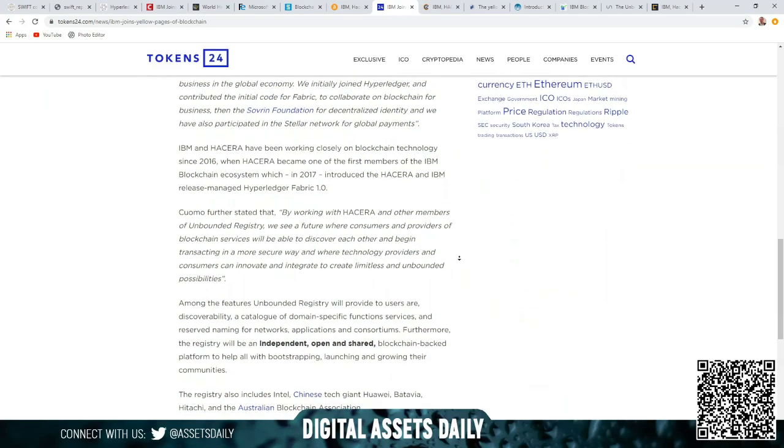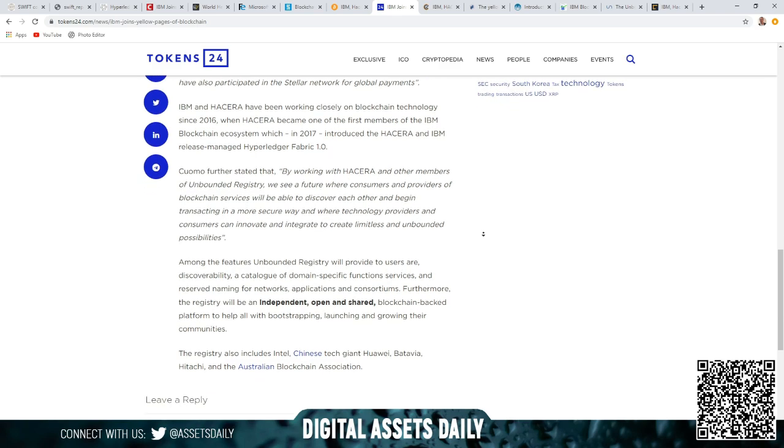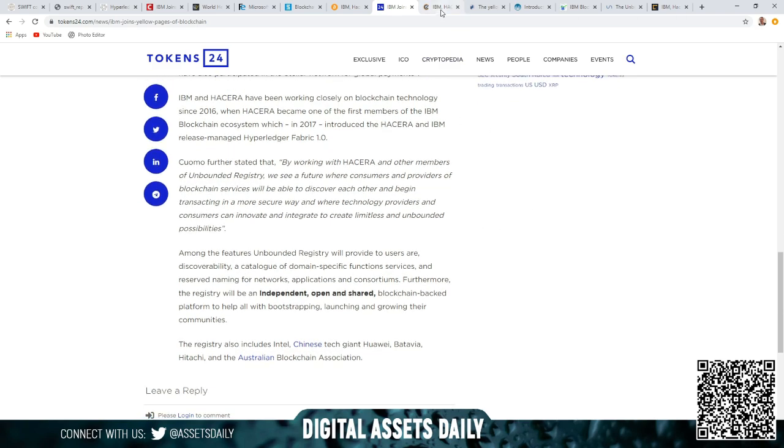And again, here we have IBM and Hedera technology since 2019, when Hedera became one of the first members of the IBM blockchain ecosystem, which in 2017 introduced Hedera, and IBM released managed Hyperledger Fabric, again running on Stellar. We're going to get into the next article.